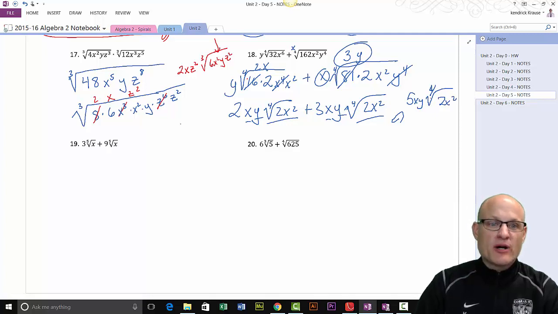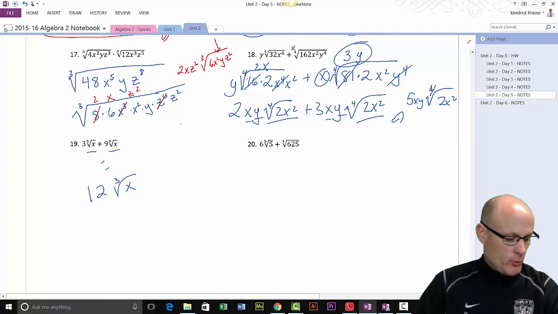All right, two problems left. And these last ones aren't bad. This one's actually really easy. These are same, right? So I just add them. 12 cube roots of x. Oh, fifth roots. That's a 5. Sorry, I misread that. Fifth roots of x. That's it.